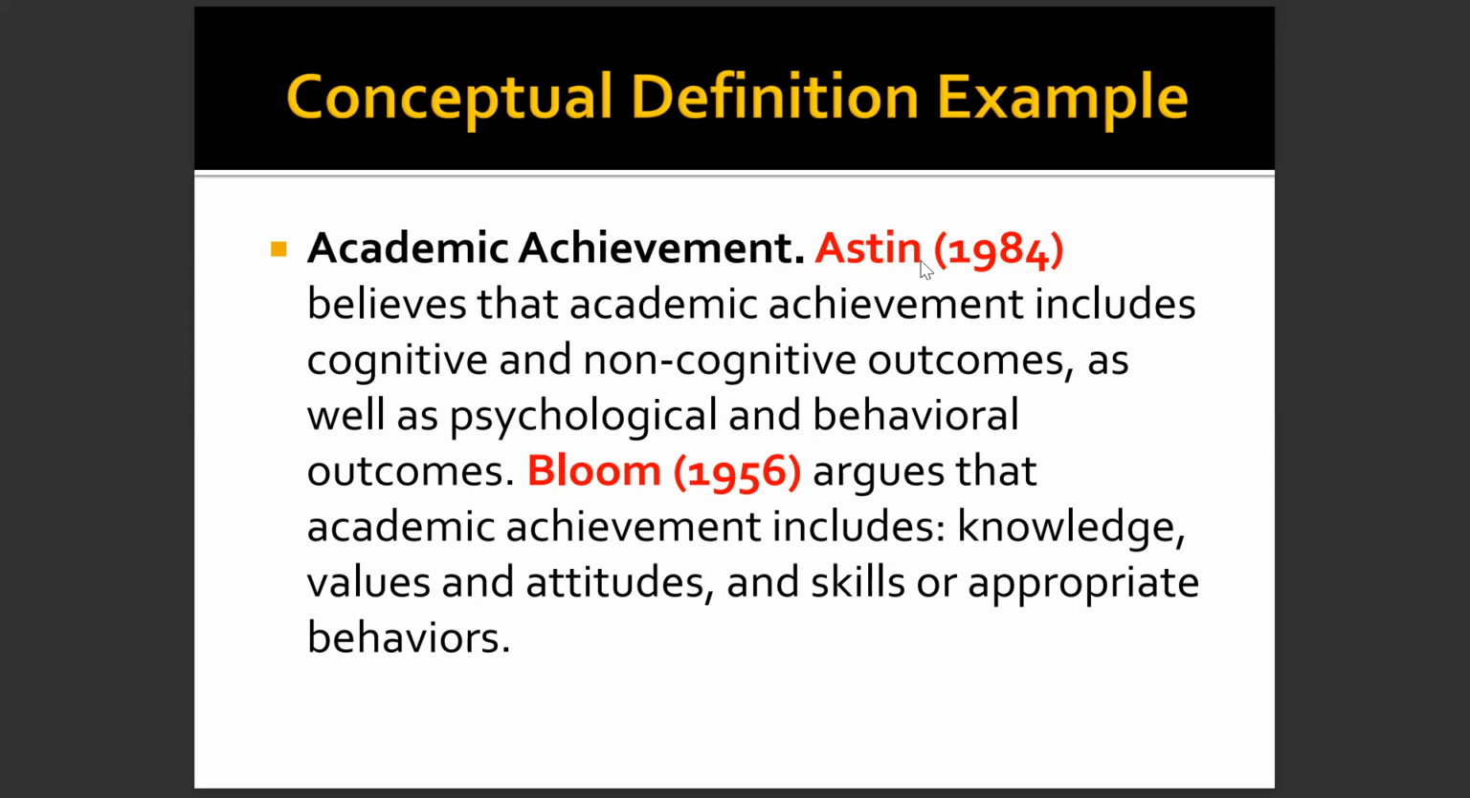an author that could support and at the same time define this particular word. In this case, we use two authors, Astin and Bloom. But when you are writing your definition of terms for your proposal paper, it should be 2016 and above. The authors must define this particular word 2016 and above.